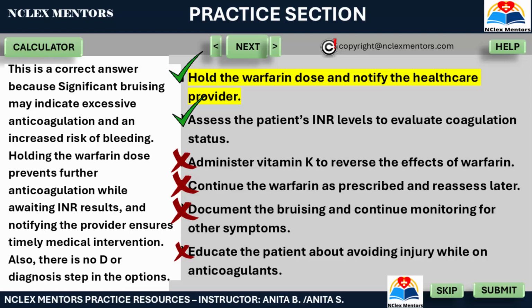1. Hold the warfarin dose and notify the healthcare provider. So what step is this? This is a planning and implementation step. This is a correct answer because significant bruising may indicate excessive anticoagulation and an increased risk of bleeding. Holding the warfarin dose prevents further anticoagulation while awaiting INR results, and notifying the provider ensures timely medical intervention. Also, there is no D or diagnosis step in the options.